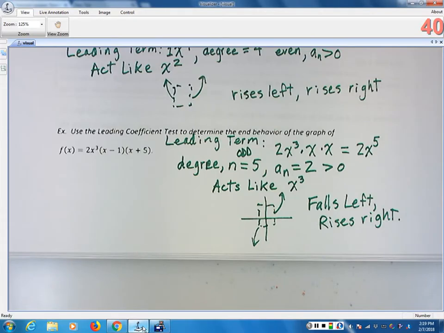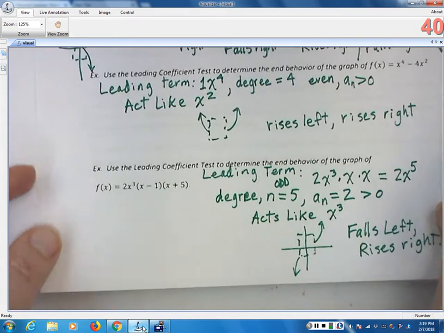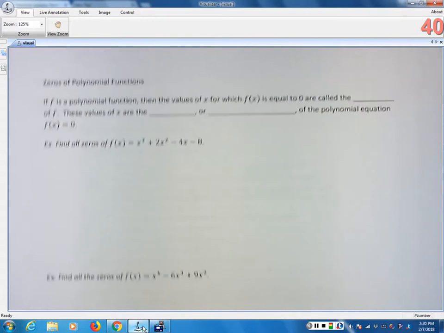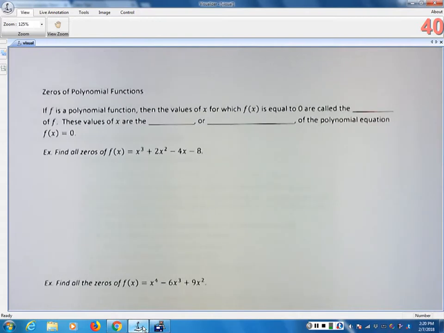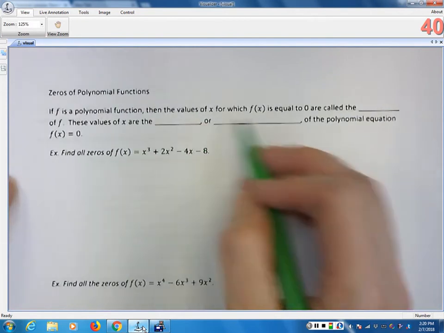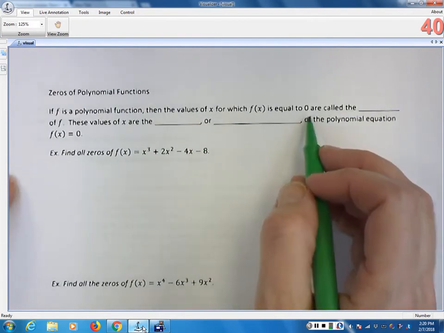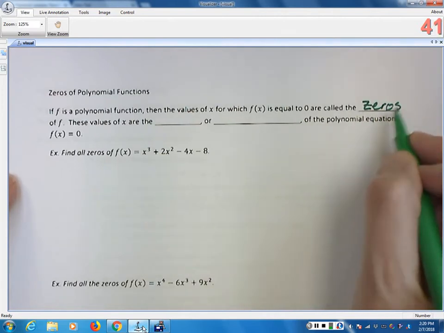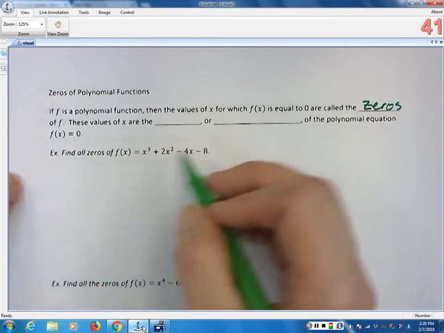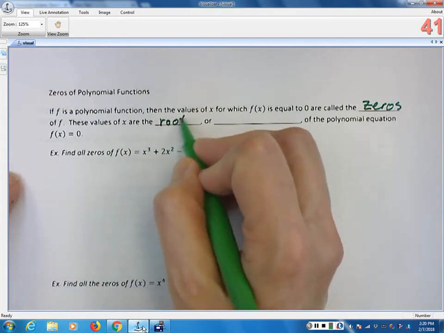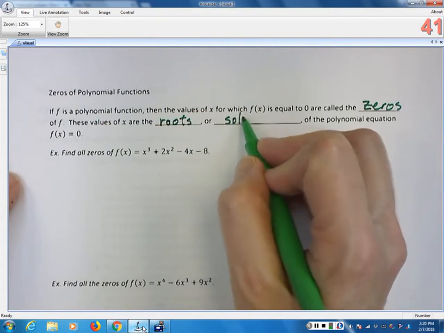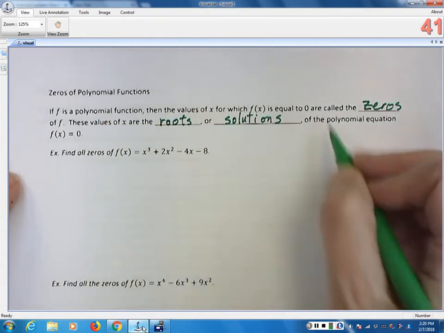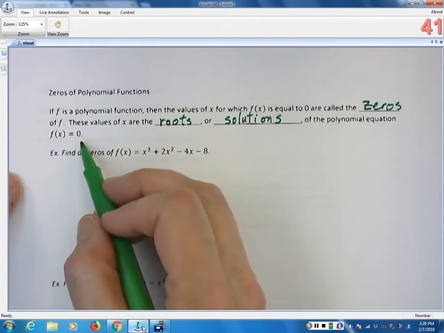Okay, so we're on the next page. This is the definition of zeros of polynomial functions. If f is a polynomial function, then the values of x for which f of x is equal to 0 are called the zeros of f. These values of x are the roots or the solutions of the polynomial equation f of x equals 0.